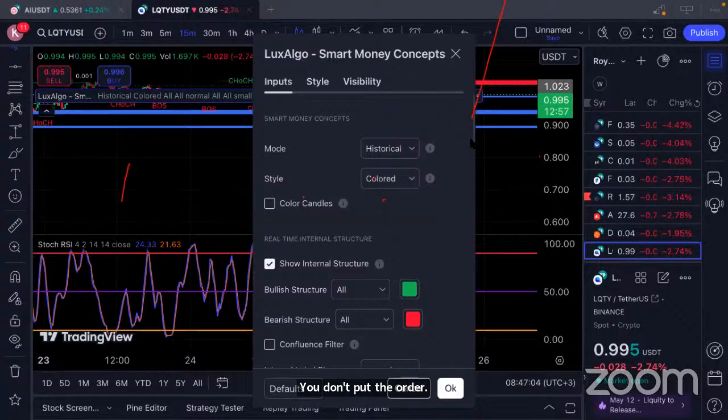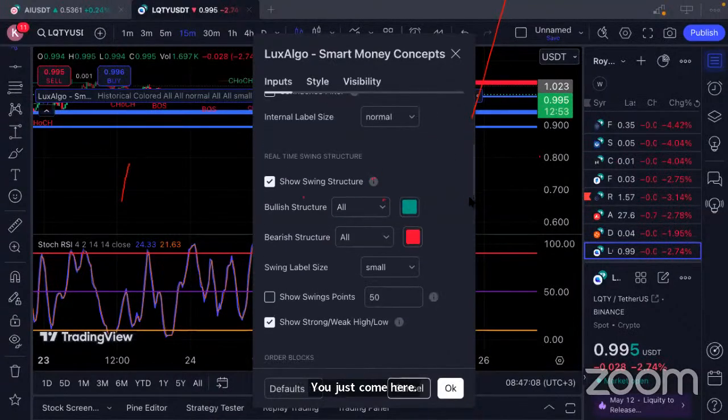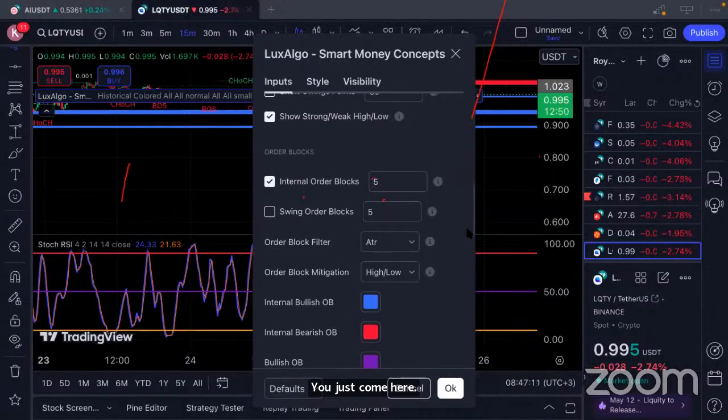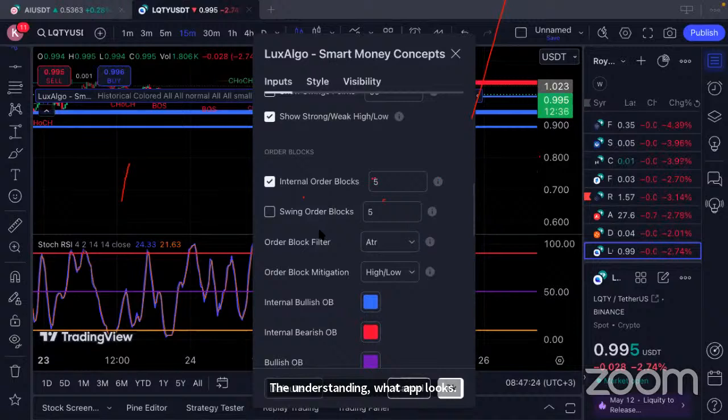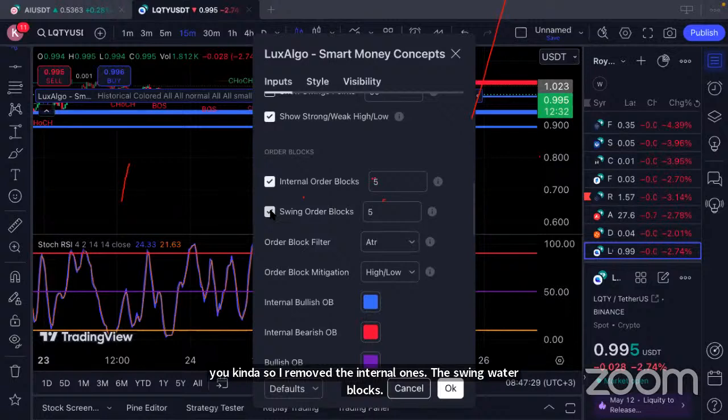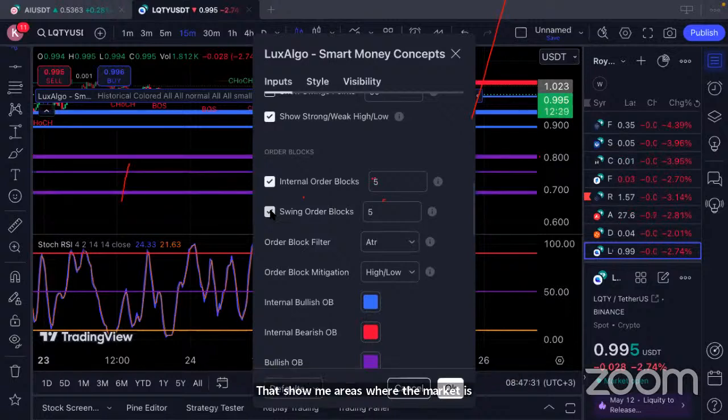You just come here. The order blocks are here. These are the order blocks, the internal swing order blocks. So I removed the internal ones, the swing order blocks that show me areas where the market is expected to be bullish, because I didn't want my screen to be filled with a lot of lines.